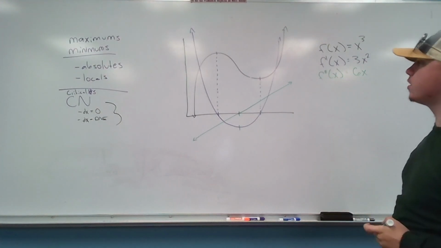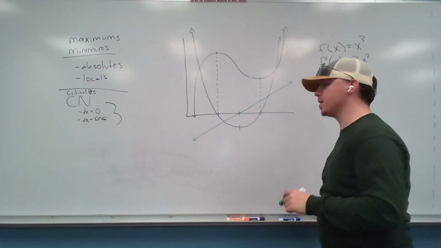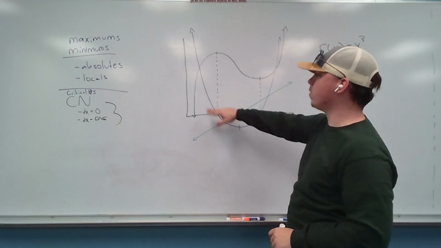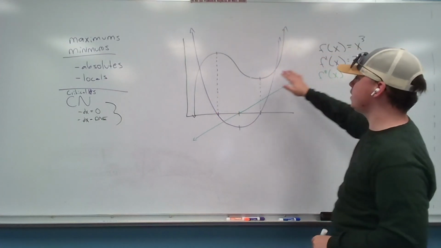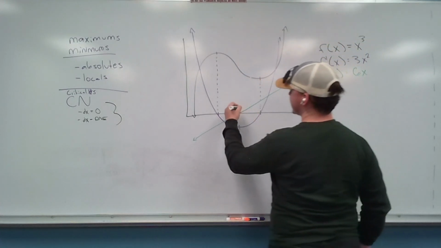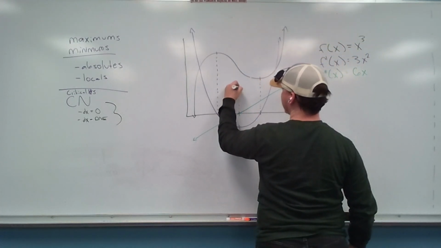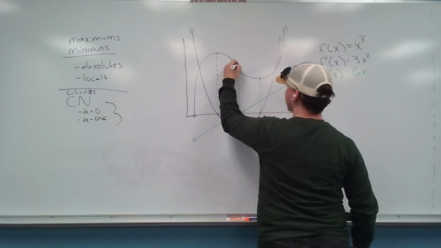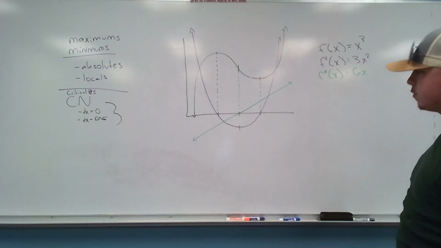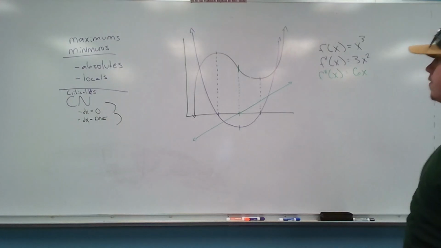So I want to draw your attention to what I was saying about the point of inflection. If you look at the black, which is our normal function, x cubed, the point of inflection is right here, which coincidentally coincides with the zero of our second derivative.